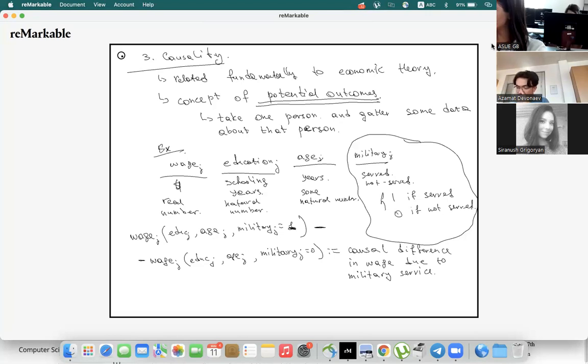So is there any question so far about the potential outcomes? So you see why you need the causal. Yes, we understand. Great.